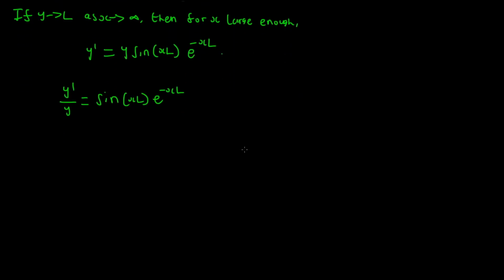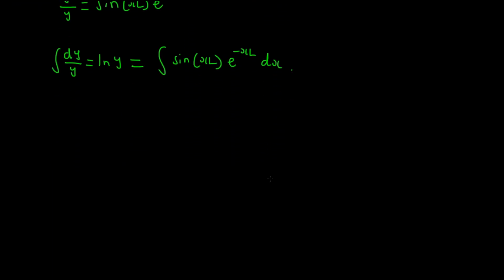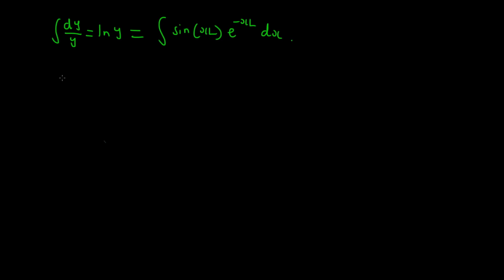Now we need to integrate this with respect to dx on both sides, and we'll lazily do this on the left to just get the natural log of y, and that's equal to the integral of sine of xL times e to the negative xL dx. So to actually do this integral, we're going to use integration by parts, and I'll use the tabular method for this.